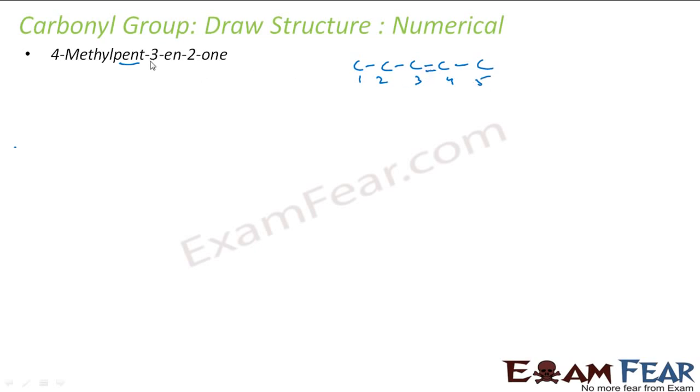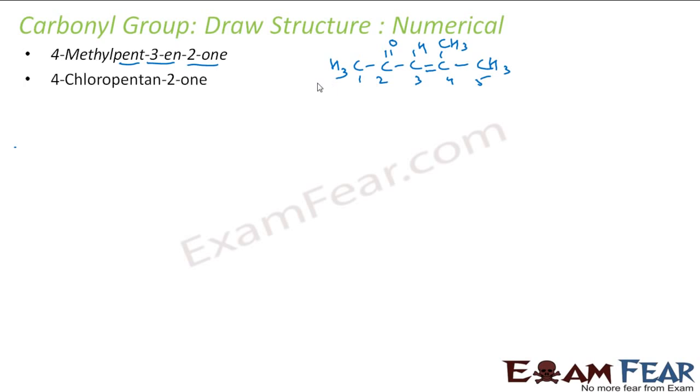This is done. At 2 I have one. At 2 let me put a one. This is done. At 4 I have methyl. So at 4 let me put a methyl. You can add the remaining carbon and the remaining hydrogen. This is the structure. Correct.